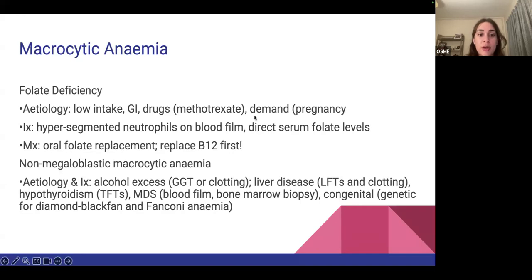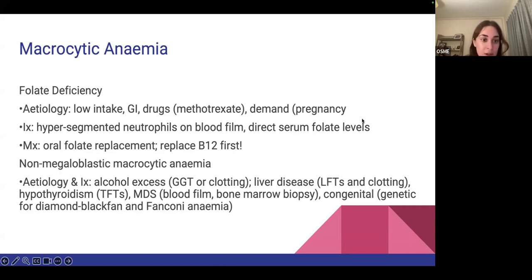The other cause to think about is methotrexate. So this is a medication that directly inhibits folate metabolism in the body, and it's used to treat rheumatoid arthritis. So if the question says they've got rheumatoid arthritis and they mention methotrexate, it might be actually this that's driving a folate deficiency. There might be increased demand.